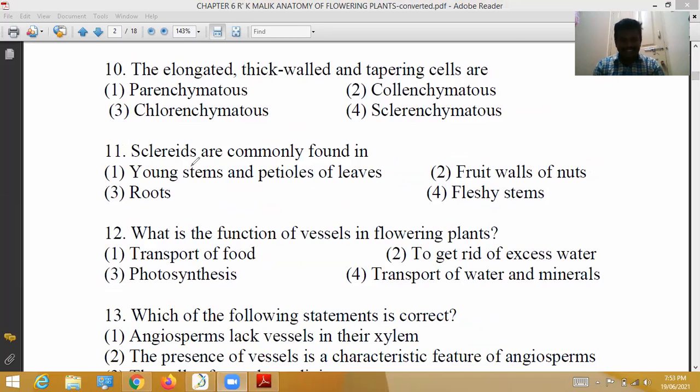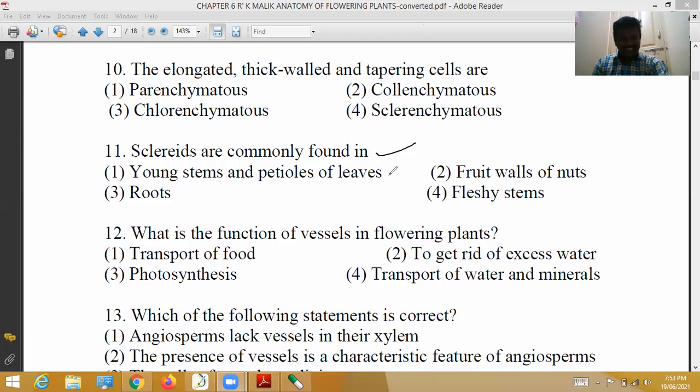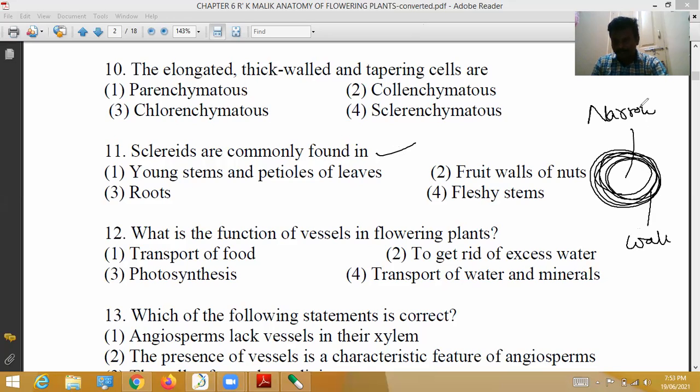Next question: sclereids are commonly found in. What are sclereids? That is what we have to discuss here. Sclereids are nearly as long as broad, spherical shaped structures. They have highly thickened walls with a narrow lumen.